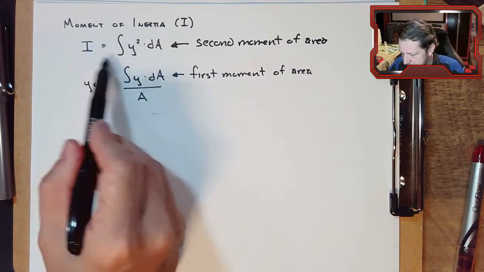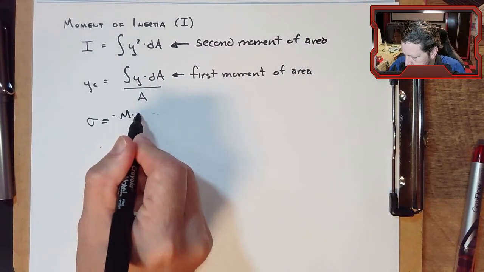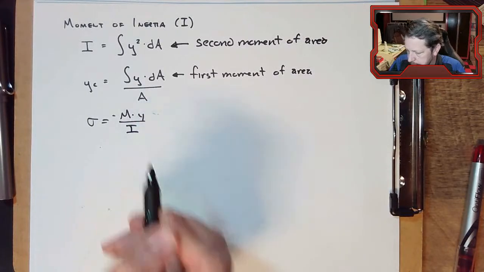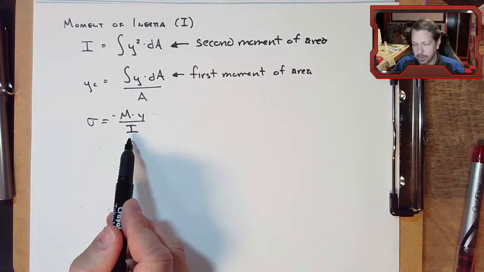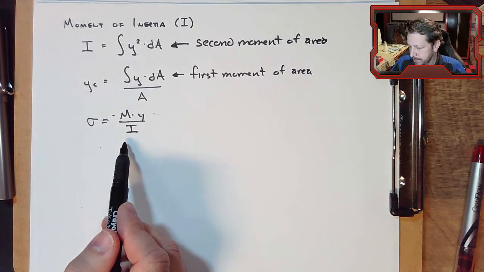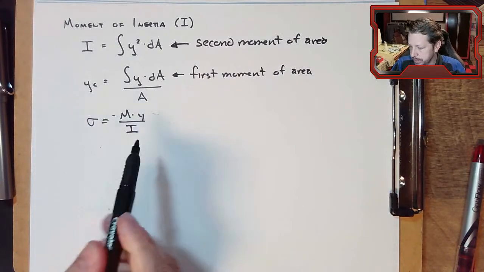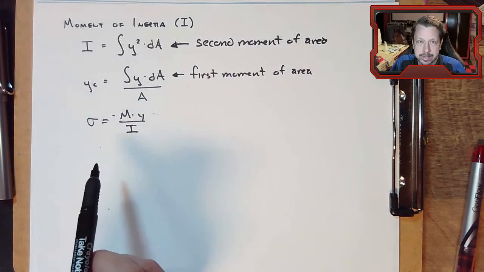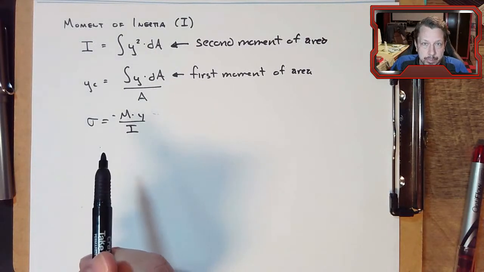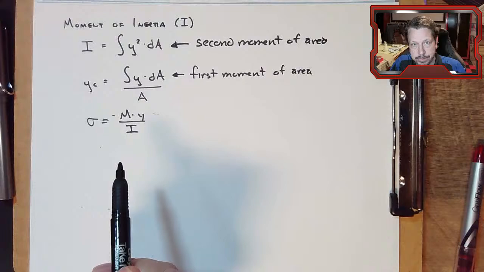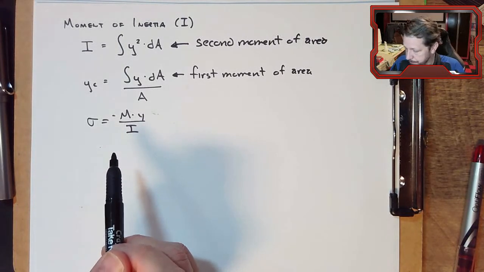So what this does, remember, it's in the denominator of our flexural stress equation down here. So when you think of this, the larger value you have for I, the less flexural stress you have. So you can kind of think of moment of inertia in the flexural equation as, a large moment of inertia is a less flexible beam. You could think of it that way. So the larger this moment of inertia is, the more rigid the beam is.